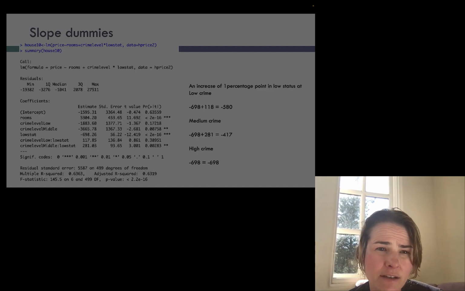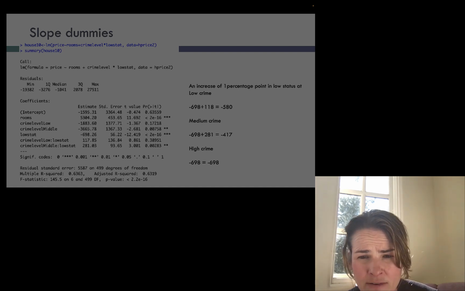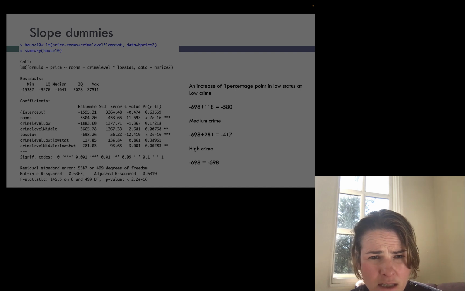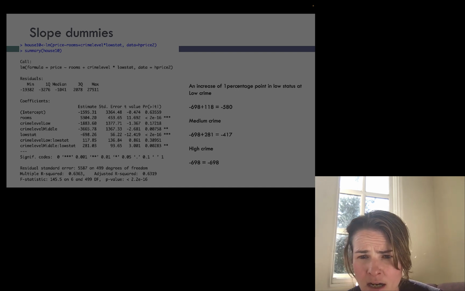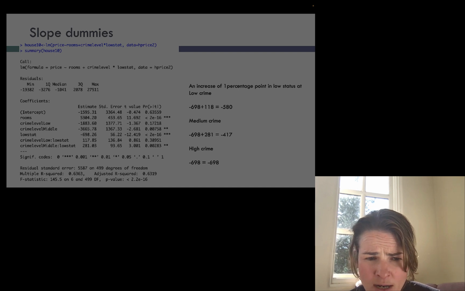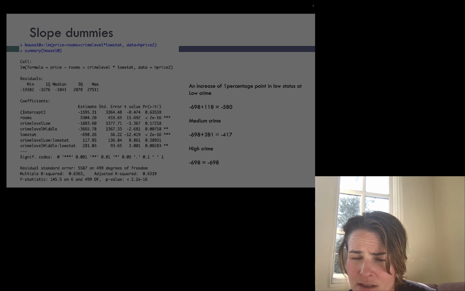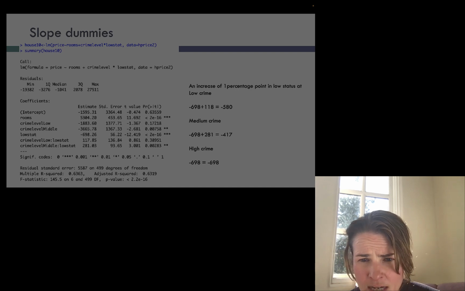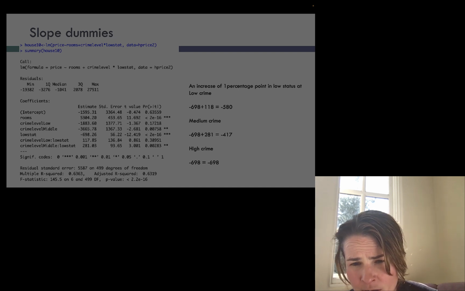We can do that here in the model that we created before, using crime levels and low status, and an interaction term for crime level and low status. So that would say an increase of 1 percentage point in low status in a low crime, medium crime, or high crime neighborhood would have different slopes. So the slope in a low crime neighborhood would be negative 580, right, for every increase in low status people in that neighborhood.